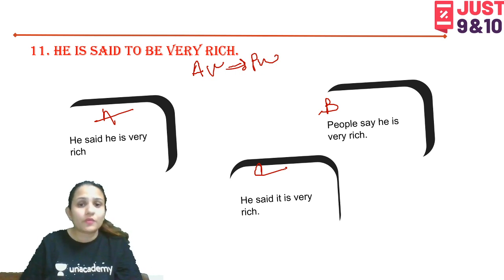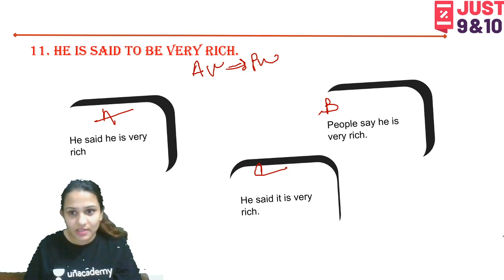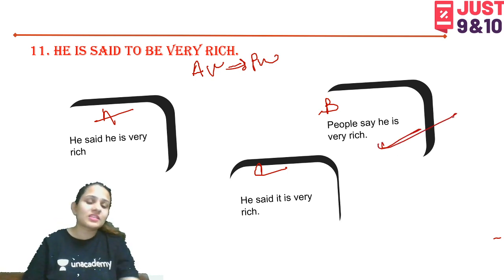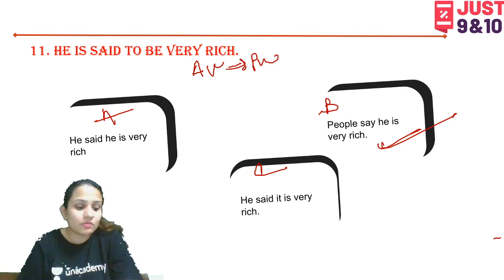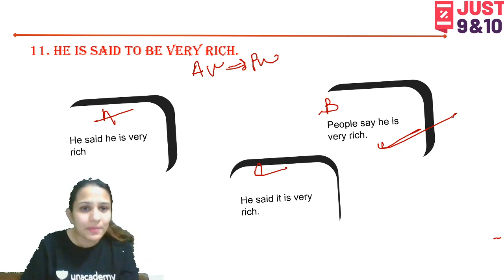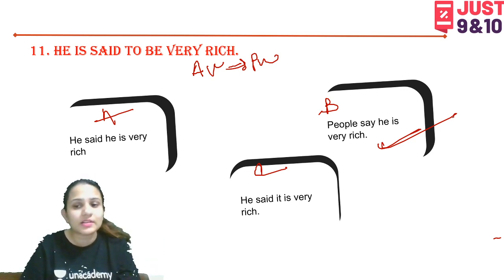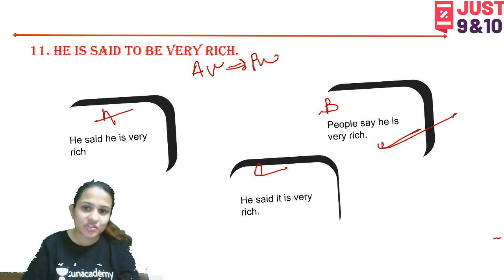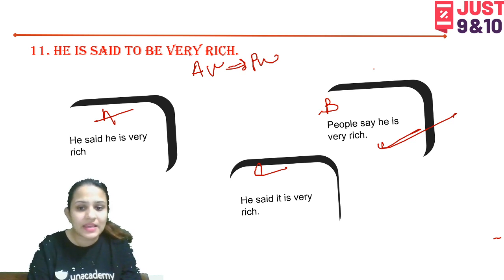This is active voice. We have to convert this into passive voice. The correct answer is people say he is very rich. See, this means he is said to be very rich. And who says he is very rich? People, obviously. People would say that he is very rich. B is the correct answer, and option A and C are not making any sense.